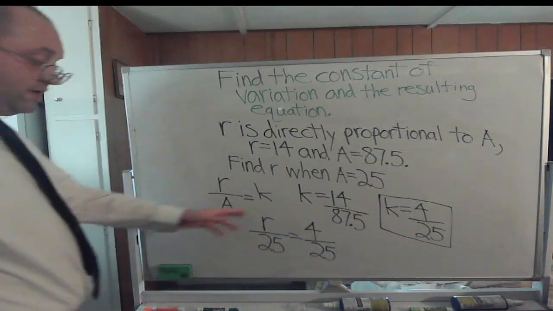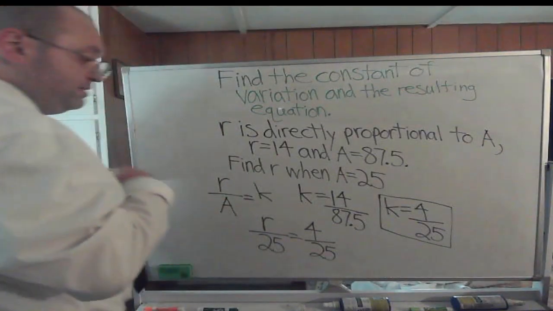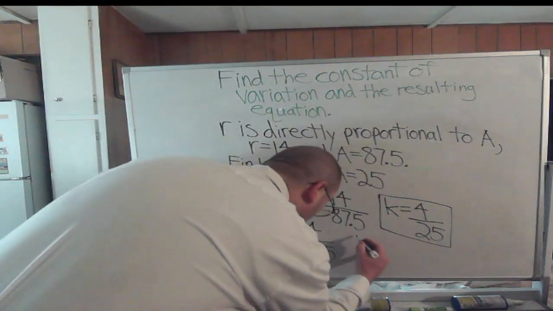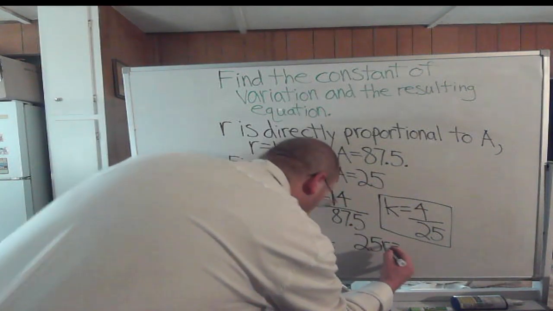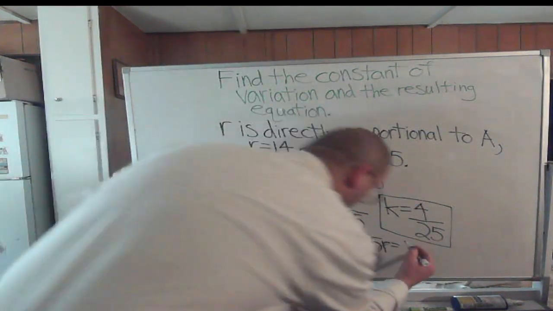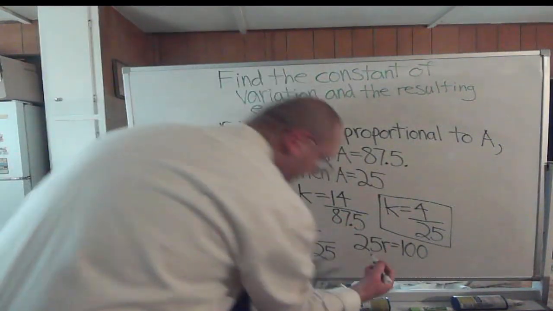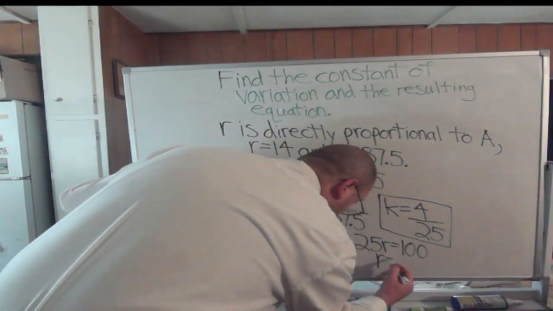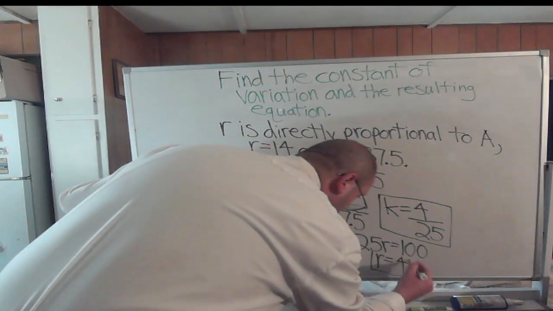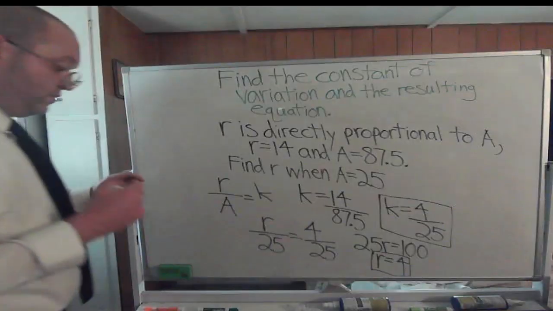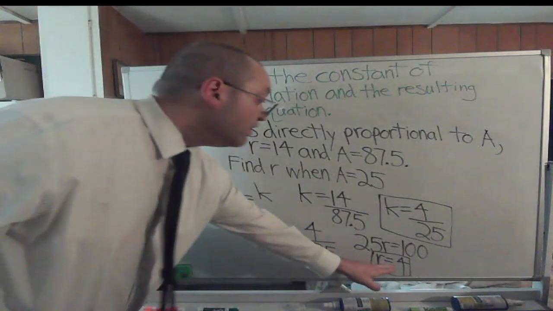Well, what do we have here now? We have a proportion. Just take the cross product, set them equal to each other. R times 25, that's 25r. That's going to equal 25 times 4, which is 100. And then to solve for r, you just divide both sides by 25. R is equal to 100 divided by 25, which is 4. So the answer we're looking for here is when a equals 25, r is 4.